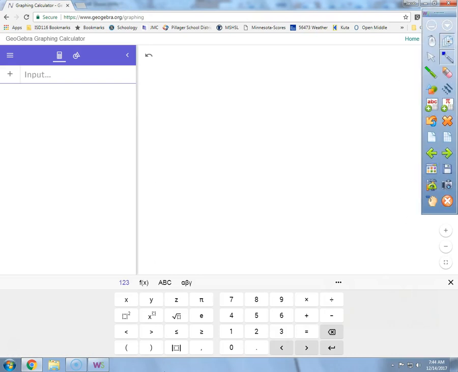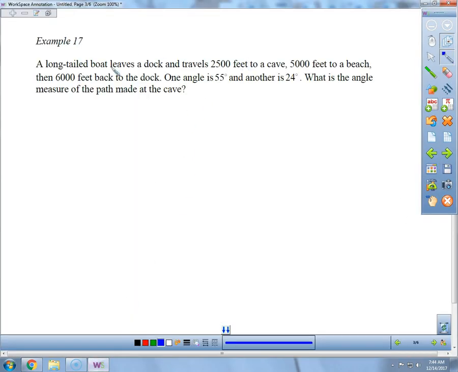So we've got this long tail boat. It leaves the dock and travels 2,500 feet to a cave, 5,000 feet to a beach, and 6,000 feet back to the dock. One angle is 55 degrees and another angle is 24 degrees. What is the angle measure of the path made at the cave? All right.